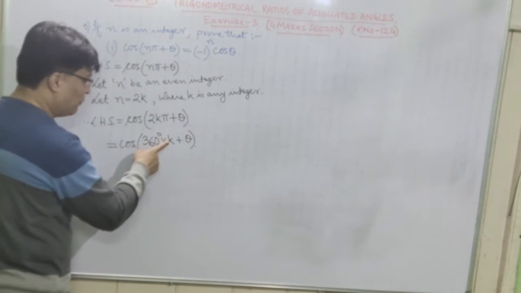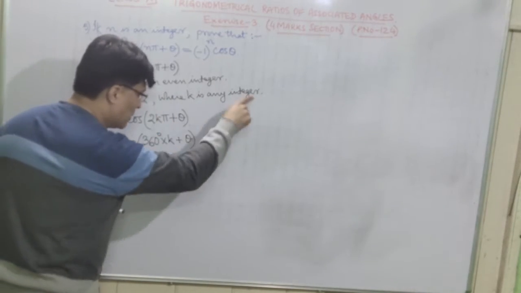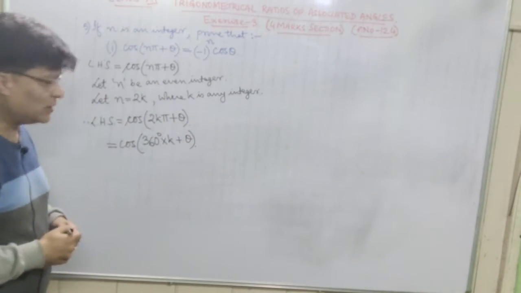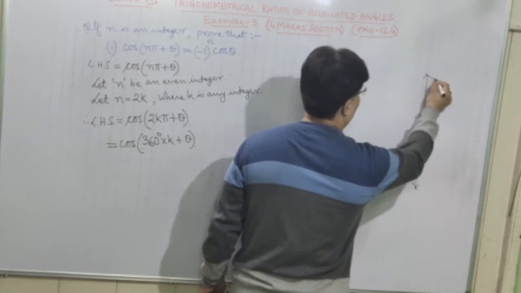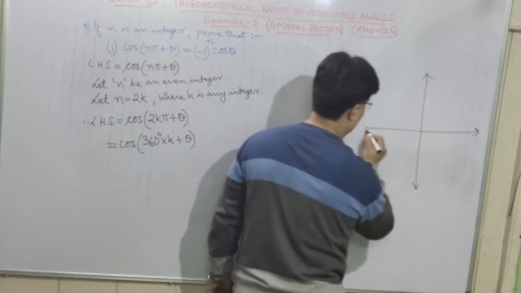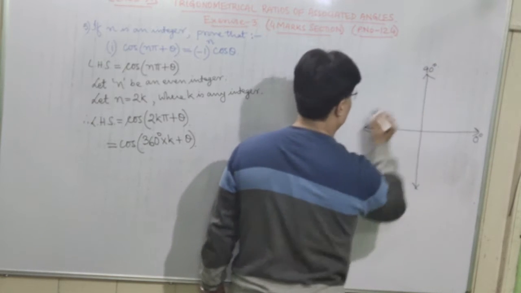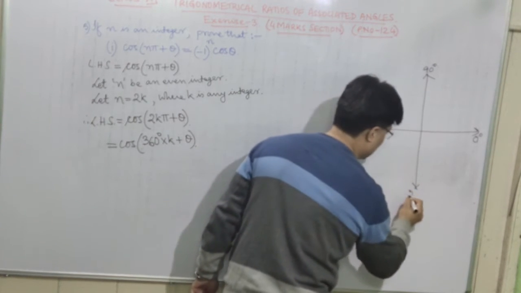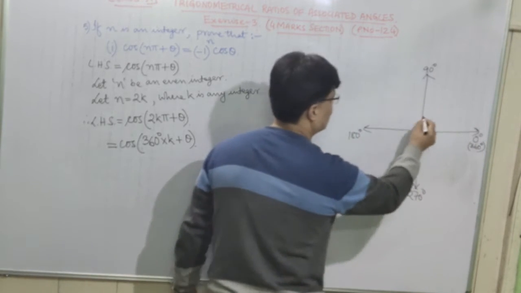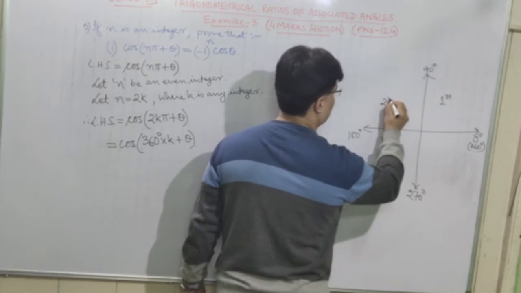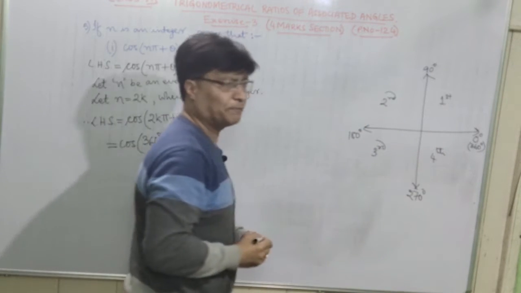Suppose we put k = 1: 360 into 1 means a full round plus θ, which always lies in the first quadrant. You know that, isn't it? You can draw the figure also. Suppose this is the figure. This is 0 degrees, this is 90 degrees, this is 180, this is 270 degrees, and 360 degrees will coincide with 0. You know that this is the first quadrant, this is second, this is third, and this is fourth.